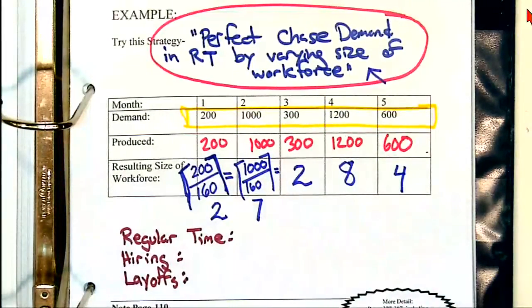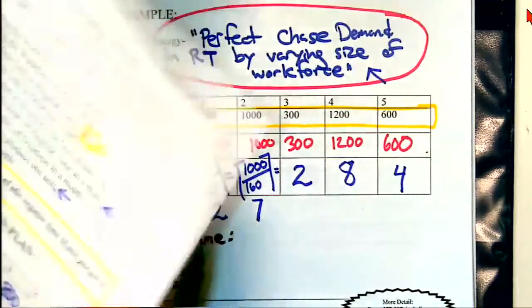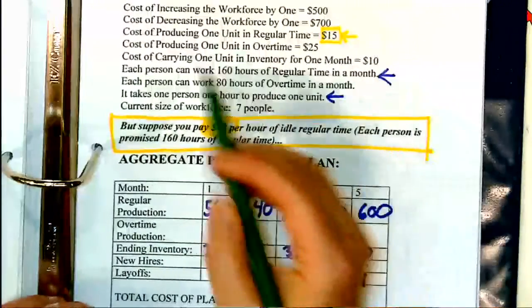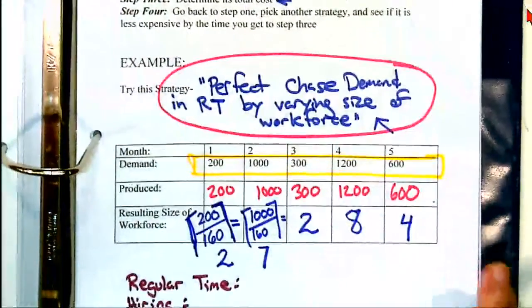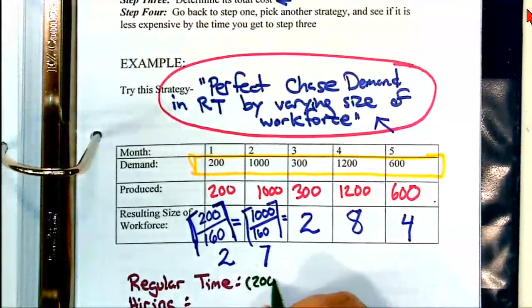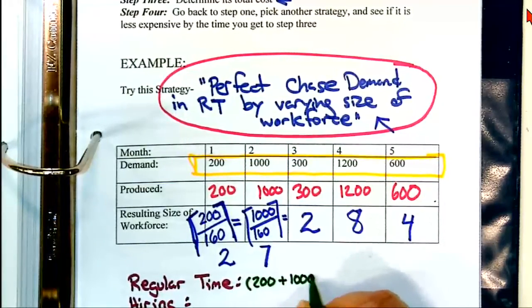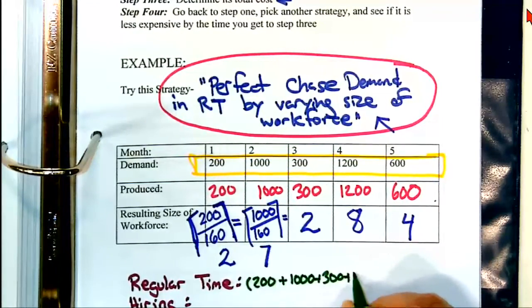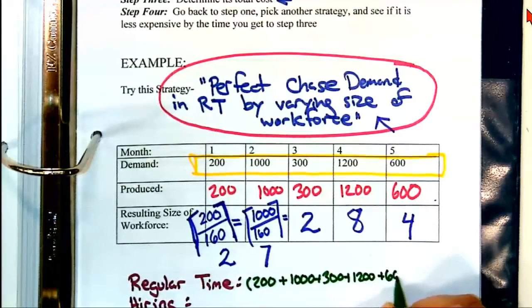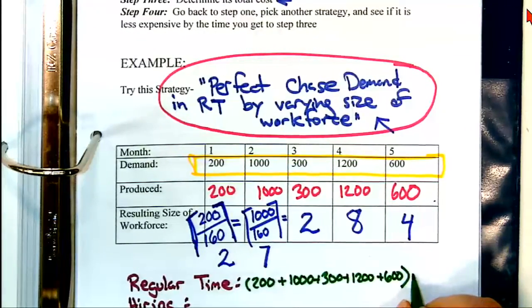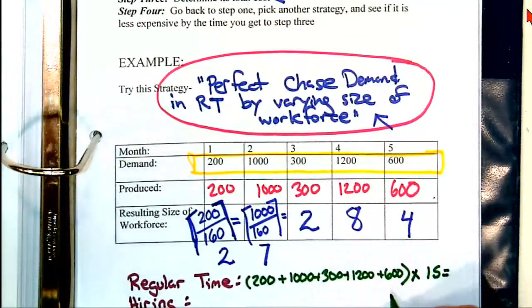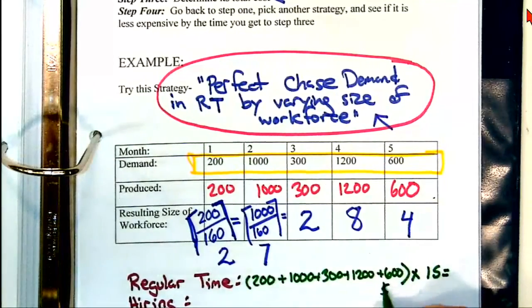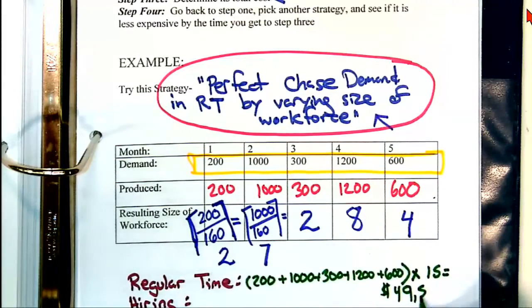So first I just write the words. Then I figure out what the charges would be. Regular time, let me go back and consult. Cost of producing 1 unit in regular time, $15. How many units am I producing in regular time? Just add them all up. They're all being produced in regular time. That's what the spreadsheet's doing if you put those numbers under regular time times that $15. So my regular time charge, I get $49,500.